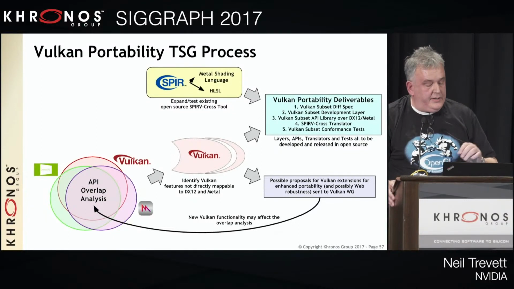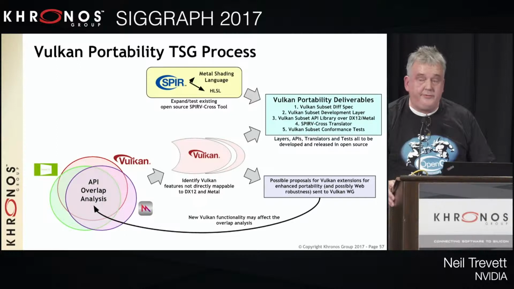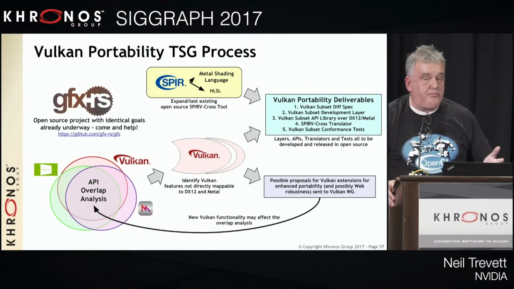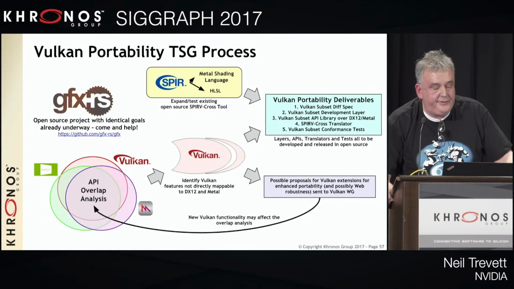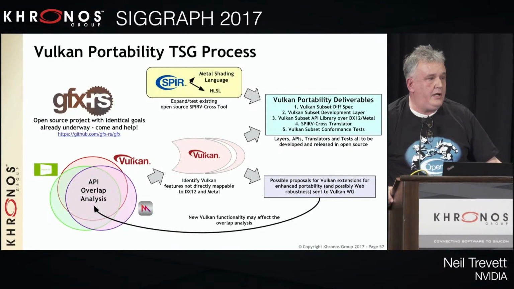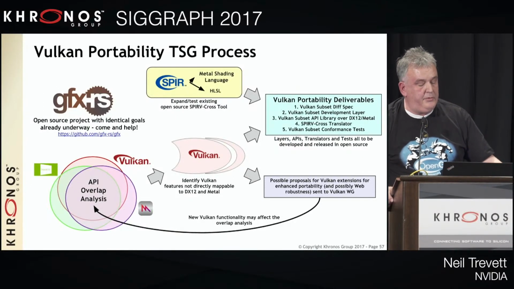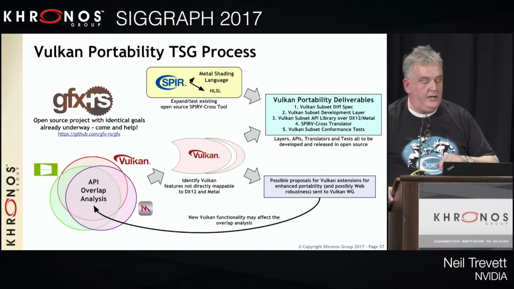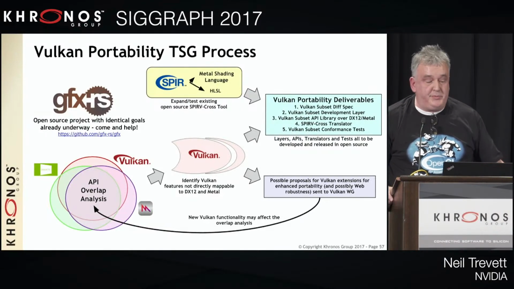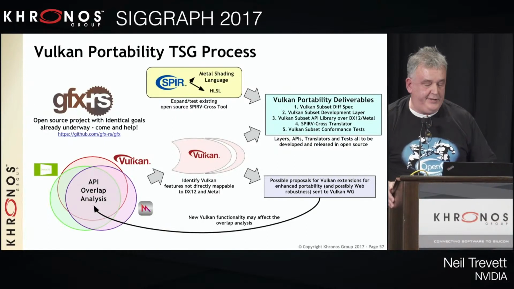So the overlap analysis is in progress. We have SPIR-V Cross. We might find some gaps, but SPIR-V Cross is already out there. And there are projects out there already too, looking at the API mappings. gfx-rs is one that's been sponsored by some of the folks from Mozilla, and it already maps onto Metal and DX12. And so there's that, and we might get other contributions too, but it's already out there. So come and help if this is interesting to you guys.